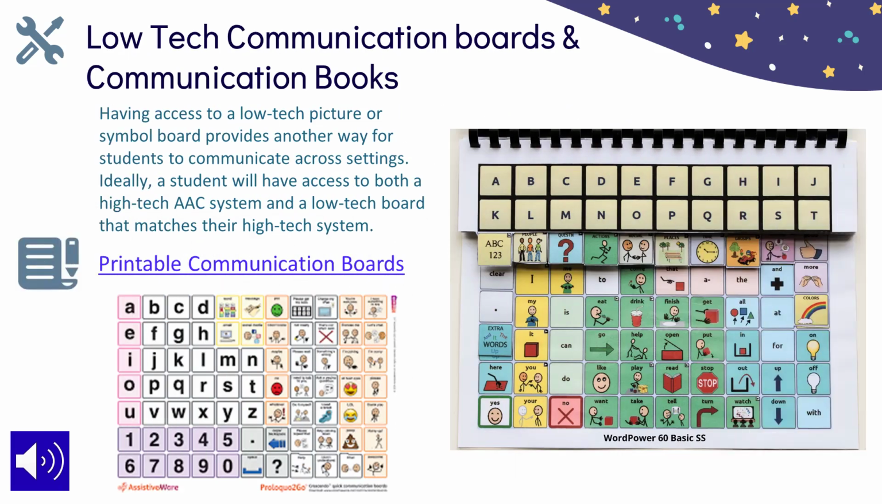Pictures or symbols can be printed in a low-tech board or book to allow a student to point to more words in a consistent location. Ideally, they would have a high-tech or voice output AAC system with their low-tech board or book that would match their systems. You can find printable versions of most popular AAC device applications in the document attached to this slide.